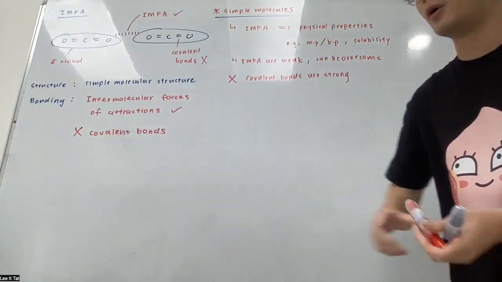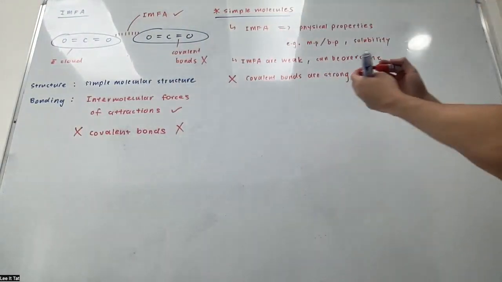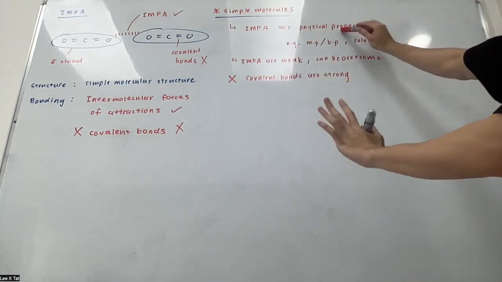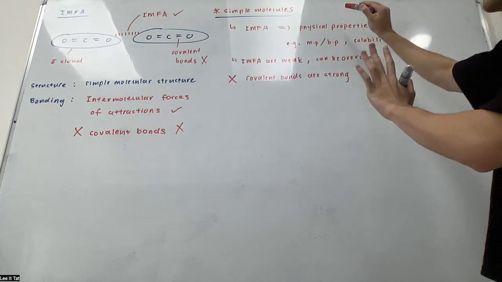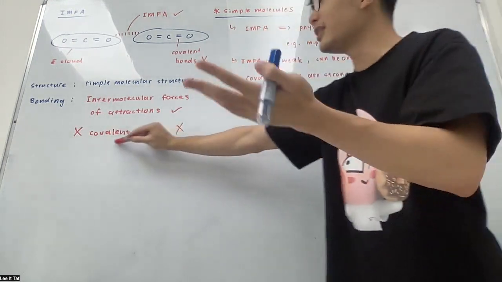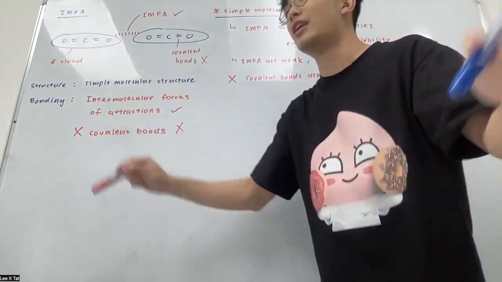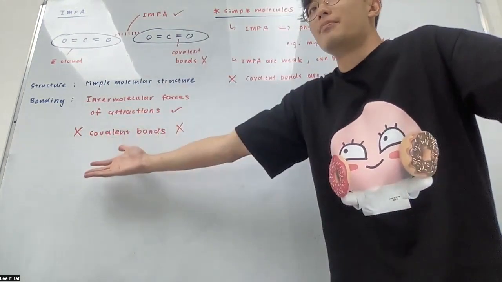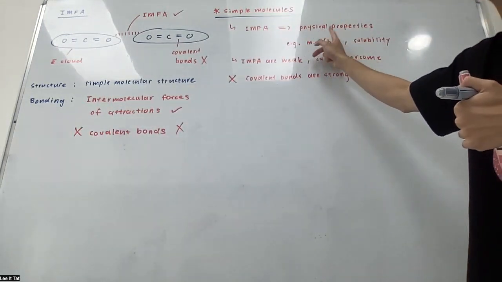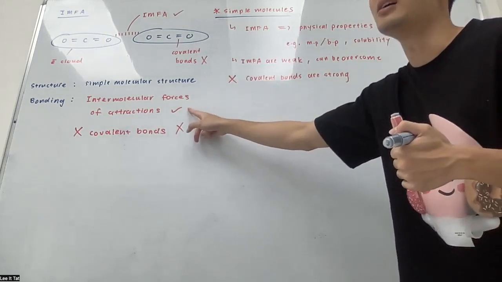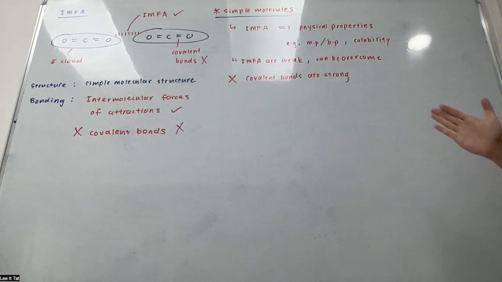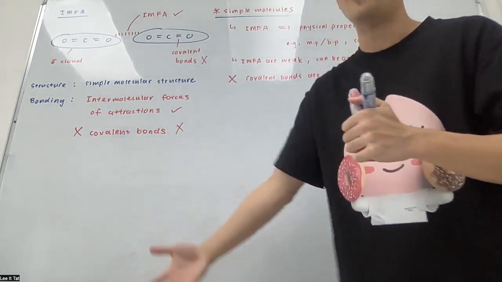Why can't we write covalent bonds? Because I already mentioned, anytime to do with simple molecules, all its physical properties can be explained only via intermolecular forces, not covalent bonds. So mentioning this is not wrong, but just not relevant to the question. You will not get your mark, basically. This is what affects its physical properties, and this is what we want to study. That's why this right here is what you mention. So take note of this first. As we do more questions, I will reiterate this point more and more.